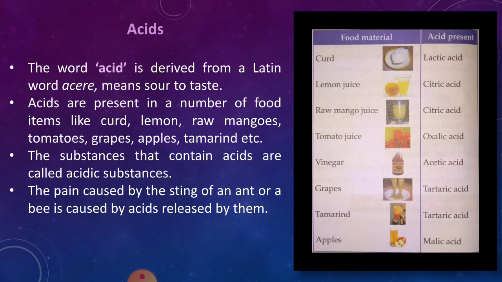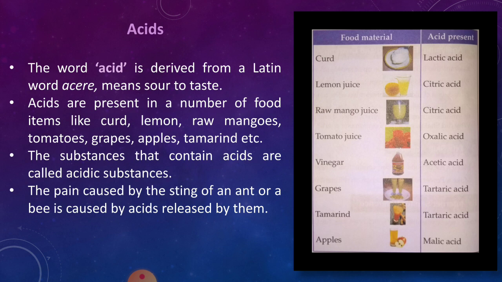Okay, now let's start with acids. So students, the word acid is derived from a Latin word, acer. And acer means sour to taste, meaning the things which are sour in taste. So acids are present in lots of food items that we use in our daily life, such as milk, curd, lemons, tamarind, raw mango, raw apples, grapes, tomatoes, vinegar, etc. In these things, acids are present.